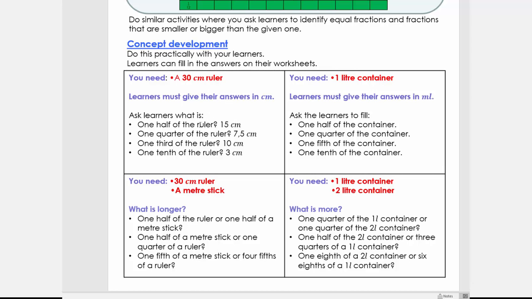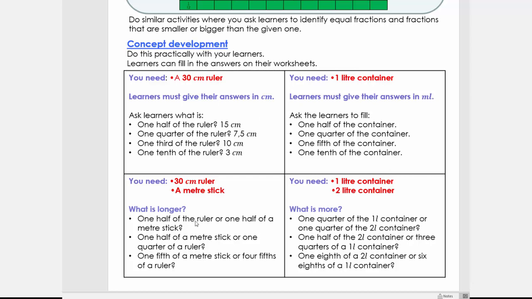This is a revision lesson or section of what we have done in grade 4. Then what we're going to do is take a 1 liter container and we're going to fill it first with half of the container. We're going to empty some of the water or sand and fill it with 1/4 of the container. We're going to empty it and then fill it with 1/5 and then with 1/10. So I want you to pause here and then do these two activities.